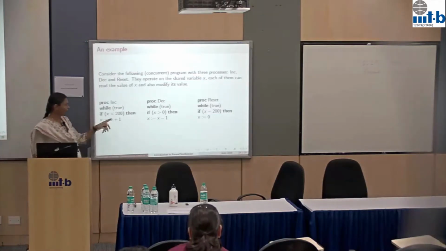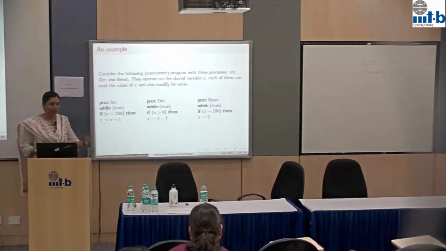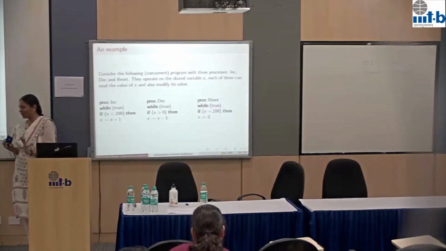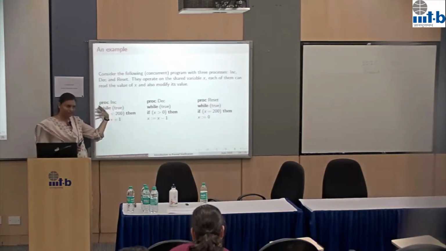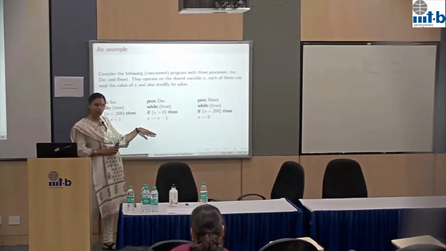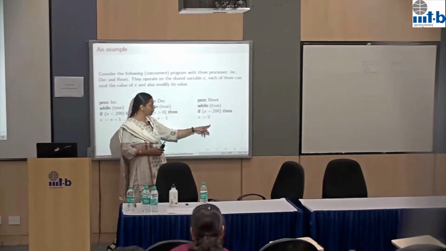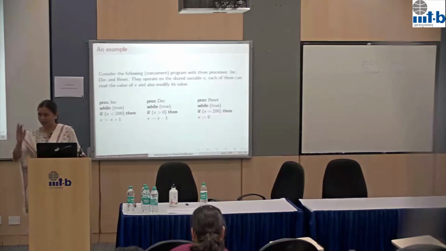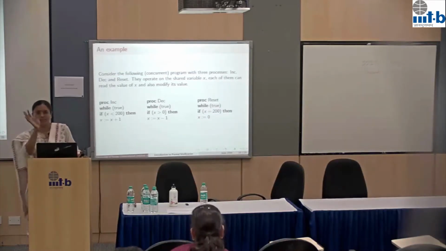So what does increment do? Read this as an infinite loop forever. Don't worry about whether this is realistic; we're just trying to motivate. Read while true as run forever. You check if this single global variable x is less than 200, then you increment it by 1. What does decrement do? As long as x is non-zero, decrement it by 1. What does reset do? If x reaches 200, reset it to 0. Is it clear? So there are three processes. There is some scheduler that schedules these three processes in some order. Any order. It could be round robin, it could be something else, right?